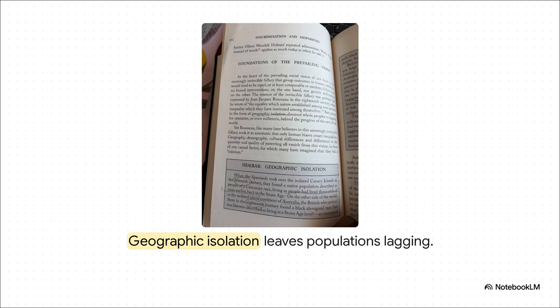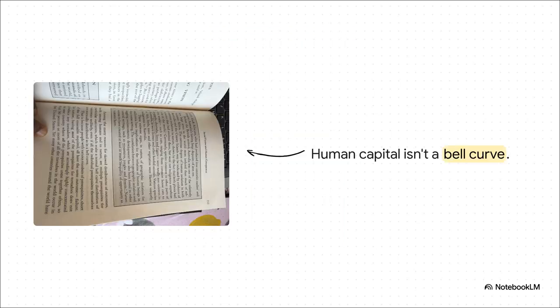Extreme geographic isolation left these groups lagging thousands of years behind technologically, and this was completely independent of any human bias or exploitation. It was literally just geographic luck and isolation from the global exchange of ideas. Think about tornadoes for a second. They don't distribute themselves in a neat, even bell curve across the globe, right? They concentrate in specific areas, like Tornado Alley.